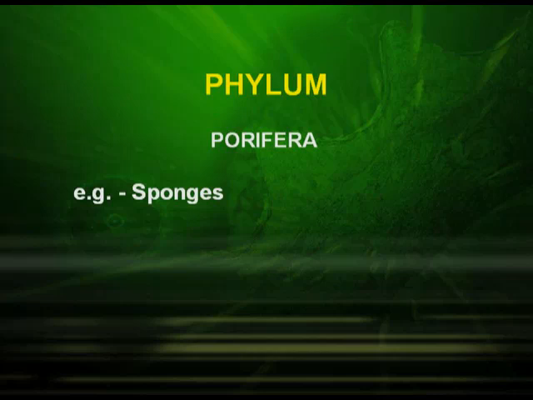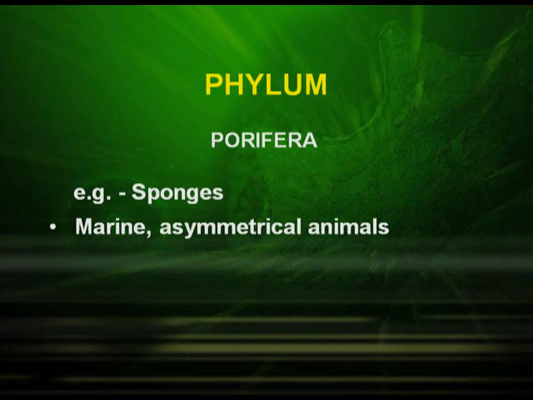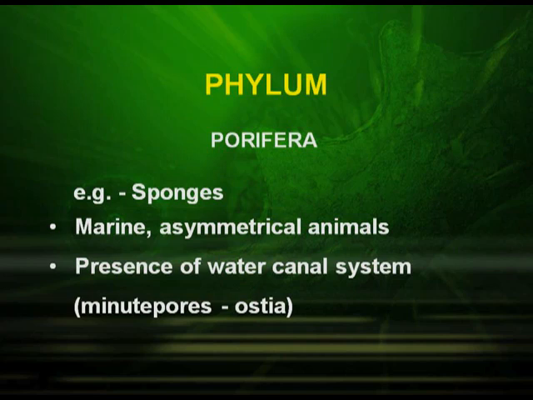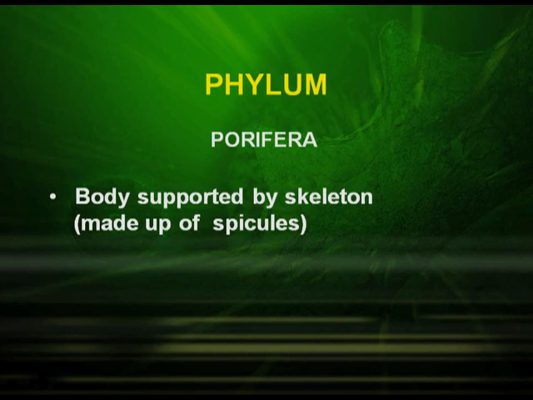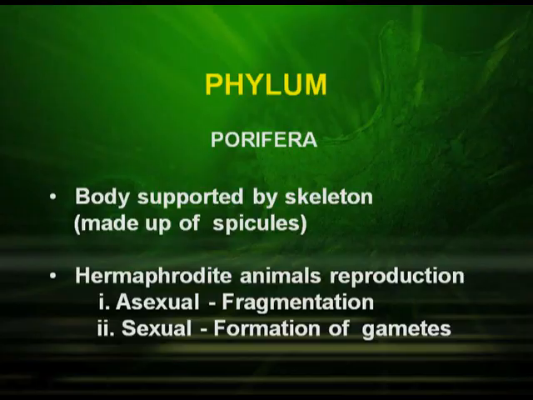Porifera includes sponges. They are marine as well as asymmetrical animals. They have a water canal system and their body has minute pores, which are known as ostia. Digestion is intracellular and the body is supported by a skeleton, which is made up of spicules. They are hermaphrodite animals, that is, the male and female are found in the same individual. Asexual reproduction takes place by fragmentation and sexual reproduction is by the formation of gametes.